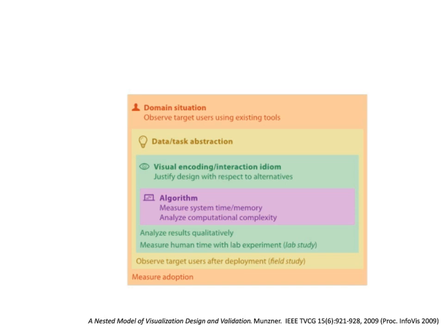And this is what she calls a nested model. So it has these different items that are dependent on each other. The innermost part here, this purple one, is what's called the algorithm. This is what actually does the computational work to get something on the screen. And this is not what I'm going to focus on.